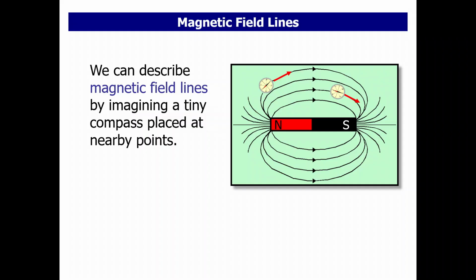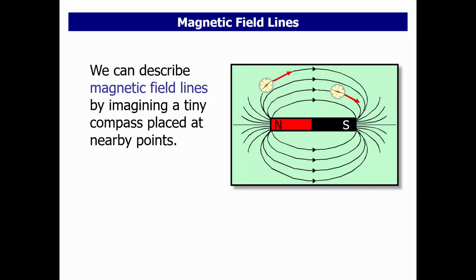Compasses are really handy. If we were doing a physical lab, you'd have little tiny button-sized compasses, and you would be given a bar magnet or a horseshoe magnet, different types of magnets, and you'd be asked to map the magnetic field. You can do that by looking at where the compass points.